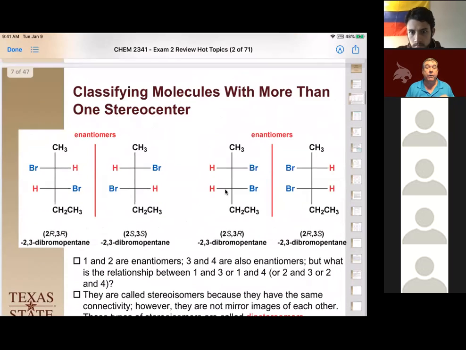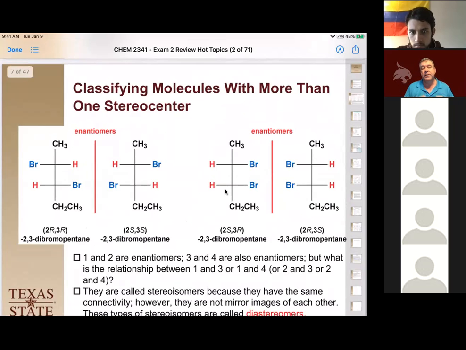Okay, now what if you have more than 1 stereocenter? If you have more than 1 stereocenter, then you have the possibility of diastereomers. How many diastereomers you have? Well, it's going to be 2 to the power of the number of stereocenters you have. So if you have 3 stereocenters, that's 2 times 2 times 2, which means you have 8 possible isomers available to you. So, but then you have to keep them straight.